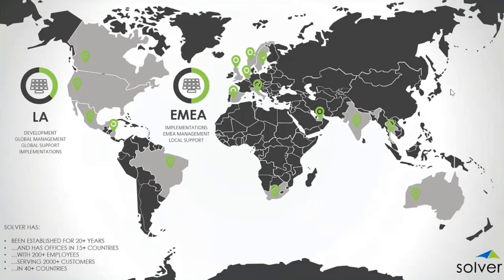We have 2 main offices for Solver. One is in LA, and that's where our product development team for BI360 reside, as well as our global management. We also have an office in EMEA, which is based in Stockholm, Sweden. That's actually where Matthias is from. And that office provides local support and implementation for the whole of the EMEA countries.